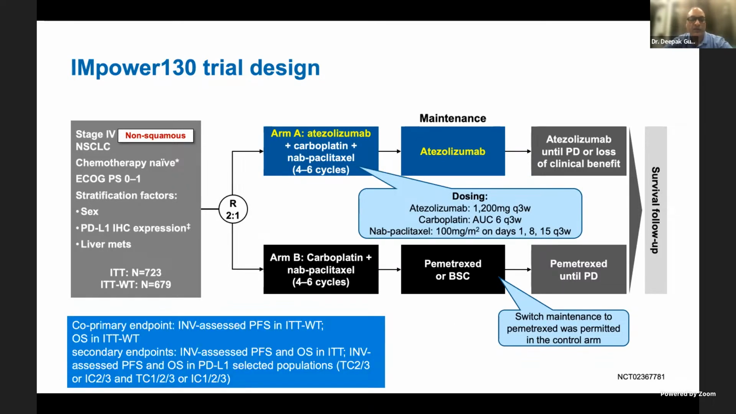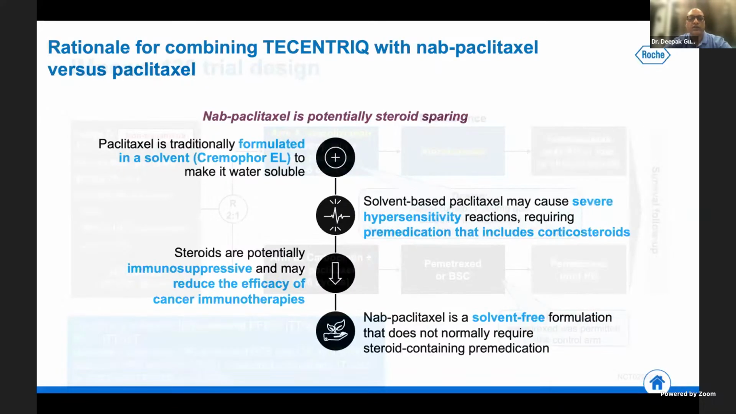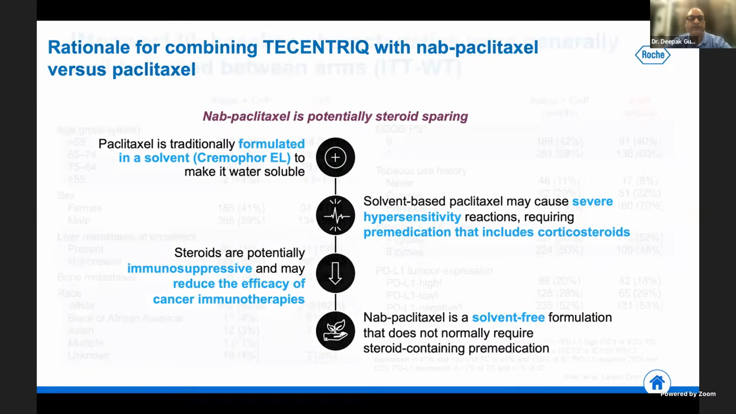Co-primary endpoints were PFS in the intent-to-treat wild type and OS in the intent-to-treat wild type population. The rationale for combining Tecentriq with nab-paclitaxel versus paclitaxel is that nab-paclitaxel is a solvent-free formulation that does not require steroid-containing pre-medication, and steroids have a potentially immunosuppressive effect and can reduce the efficacy of cancer immunotherapies. So that's why it was chosen.